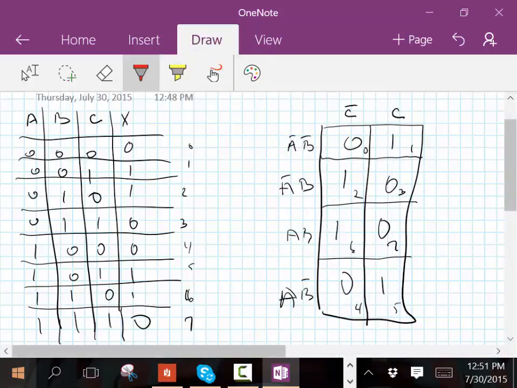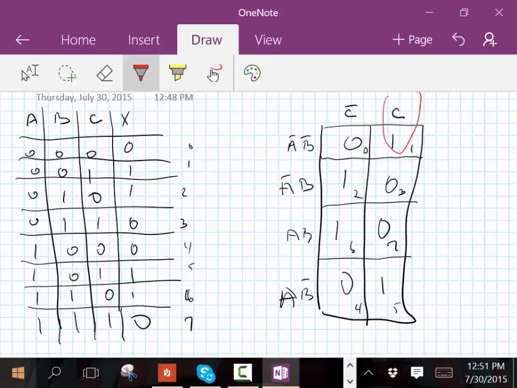Right here, I've got two groups of two. Here's a group of two right there, and here's a group of two right there. So I'm going to have two terms in my output, a term for every circle. Let's look at this circle here first. As I go from the top to the bottom, the A changes, right?